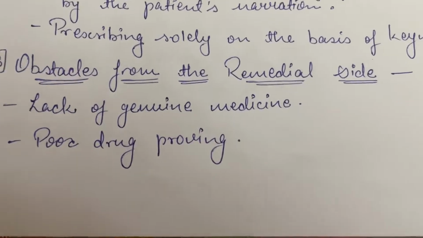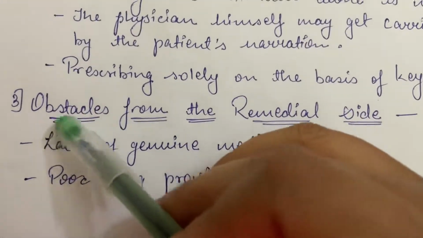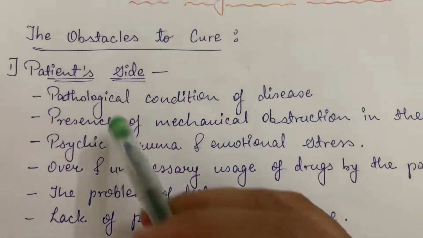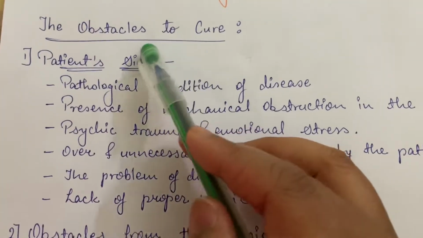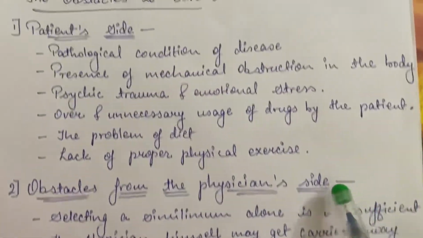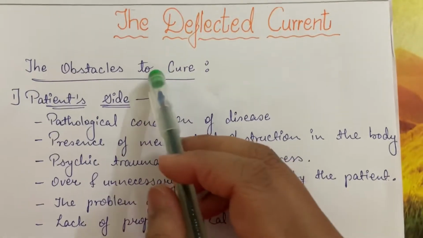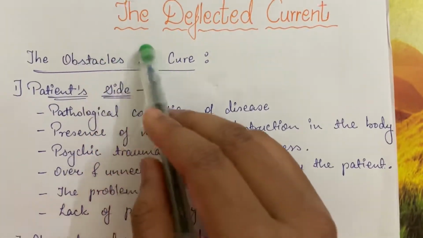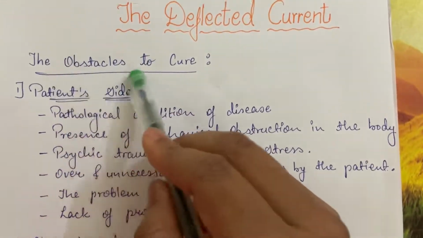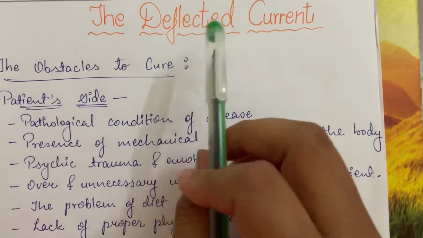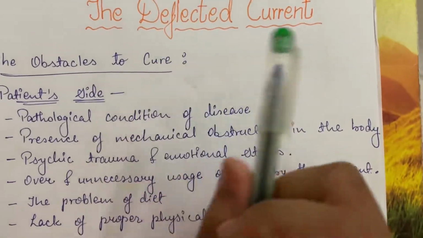ठीक है, so these are all the obstructions. So ये obstruction था remedial side से. So these are all the obstructions which are present on the patient side, the physician side, and the remedial side. Okay, so we are dealing with all these obstructions or obstacles that we have to treat or act upon. So this was everything told by H.A. Robert in his philosophy book.